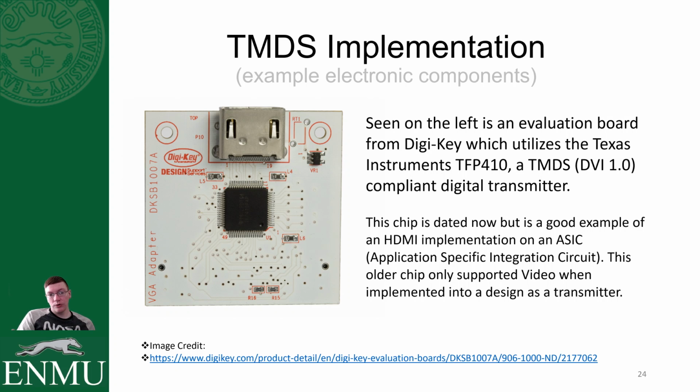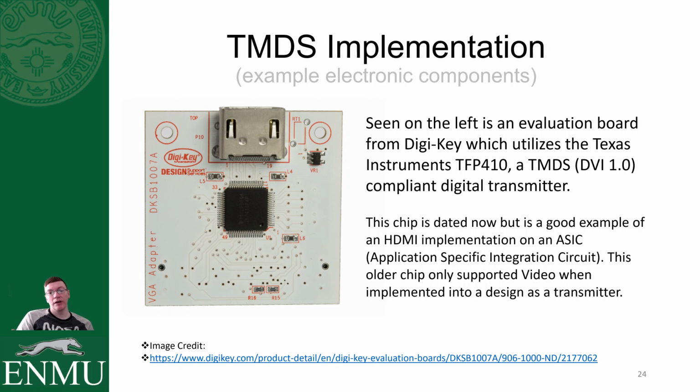And without further ado, we're getting close to the end of the presentation here. Just wanted to show how HDMI and a TMDS system might be implemented on a circuit card or in a new design. This one here you're seeing is older. It is an evaluation board from DigiKey, which uses a Texas Instruments TFP410, which was using the DVI 1.0 standard, which is nearly identical to the earliest version of HDMI.